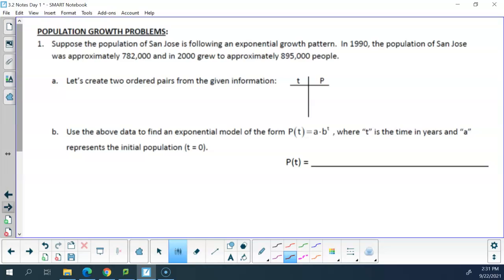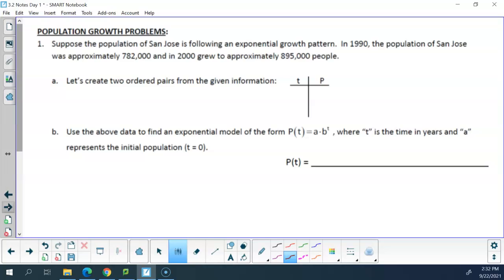Now we're on the back side. Suppose the population of San Jose is following an exponential growth pattern. In 1990, the population of San Jose was approximately 782,000. In 2000, it grew to approximately 895,000 people. Let's create 2 ordered pairs from the given information.